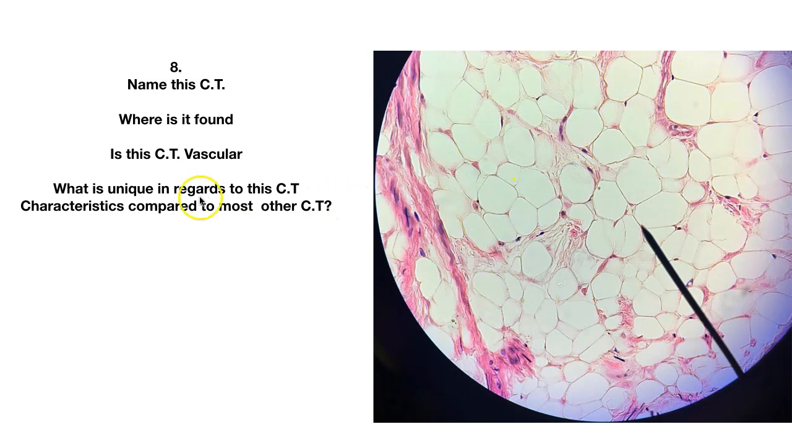What's unique in regards to this connective tissue as far as characteristics? One of the characteristics of connective tissue is the cells are far apart. These cells are not far apart. They are right next to each other. So that's what's unique about adipose tissue.